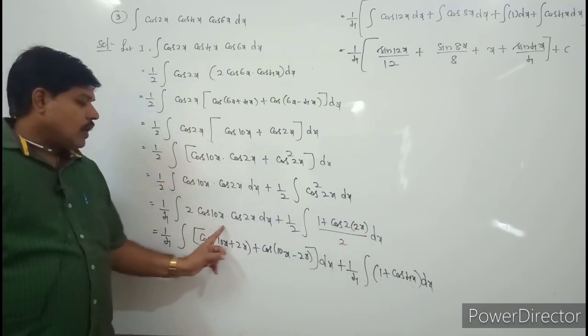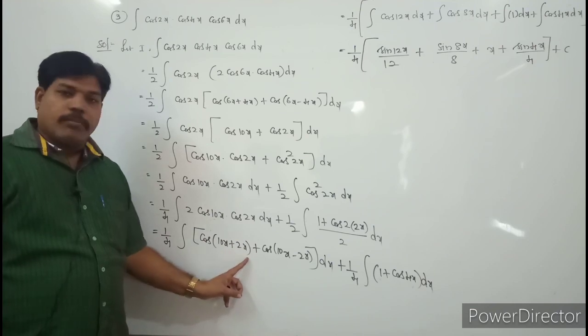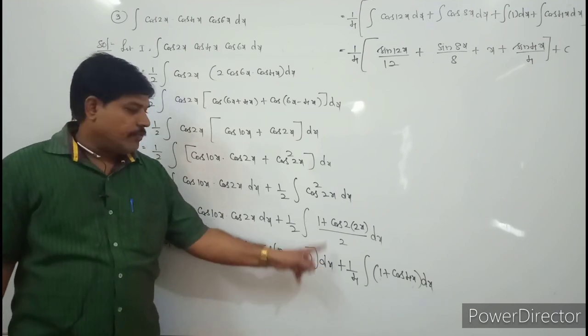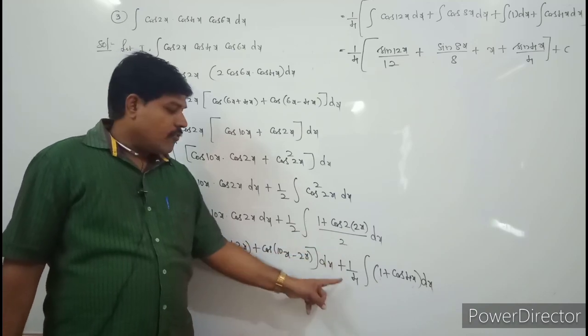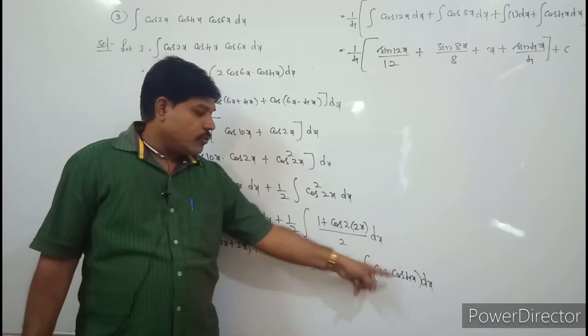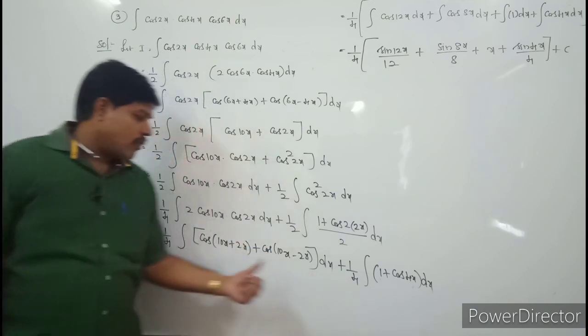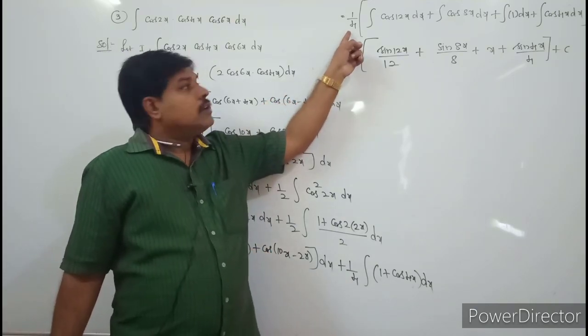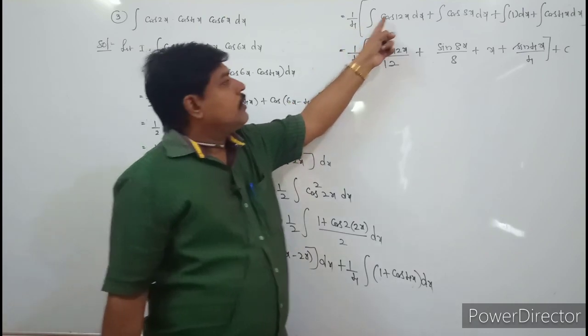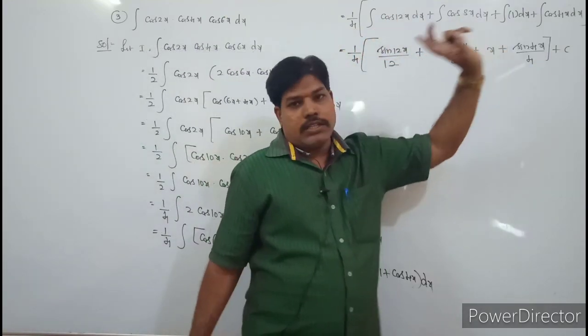So here the 2 cos a cos b formula is cos of a plus b plus cos of a minus b, plus 1 by 2. Already 1 by 2 is there, it will become 1 by 4 into 1 plus cos 2 into 2x, which is 4x. So 1 by 4 is a common term in all the terms here. So take the 1 by 4 out. So it will become cos 12x, cos 8x, 1 and cos 4x.